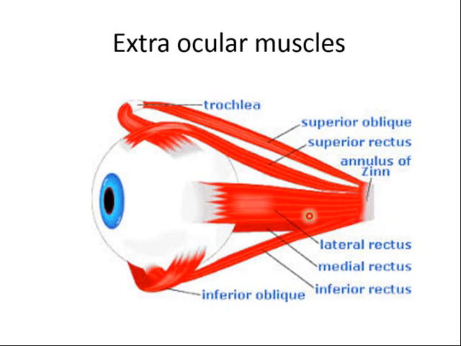These are the muscles. We have medial and lateral recti, superior and inferior recti, and superior oblique and inferior oblique. These are all inserted into the sclera, 6 millimeters posterior to the cornea. These are the extraocular muscles, so there will be two compartments, the extraconal and intraconal.